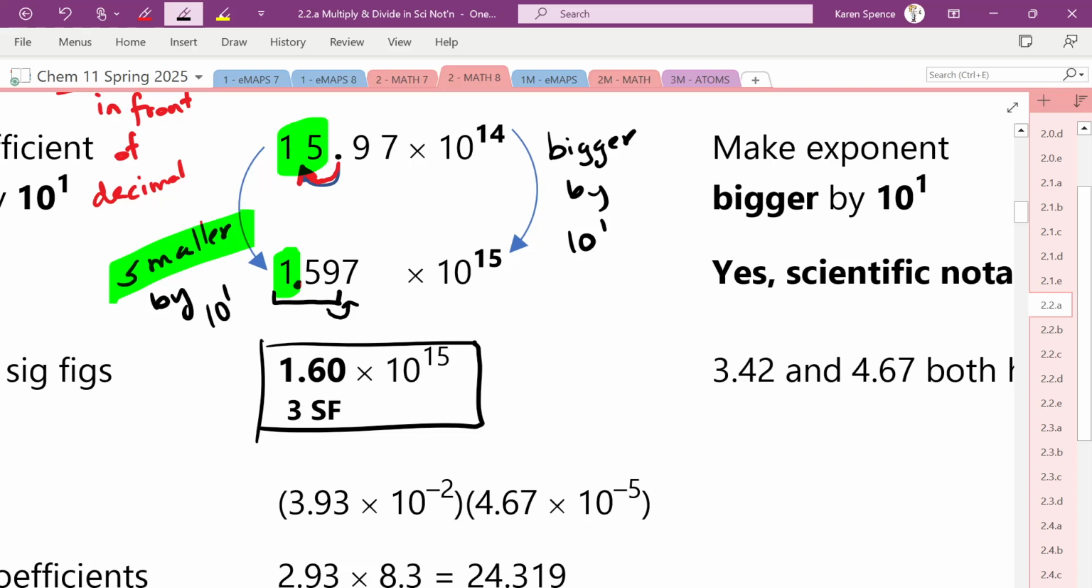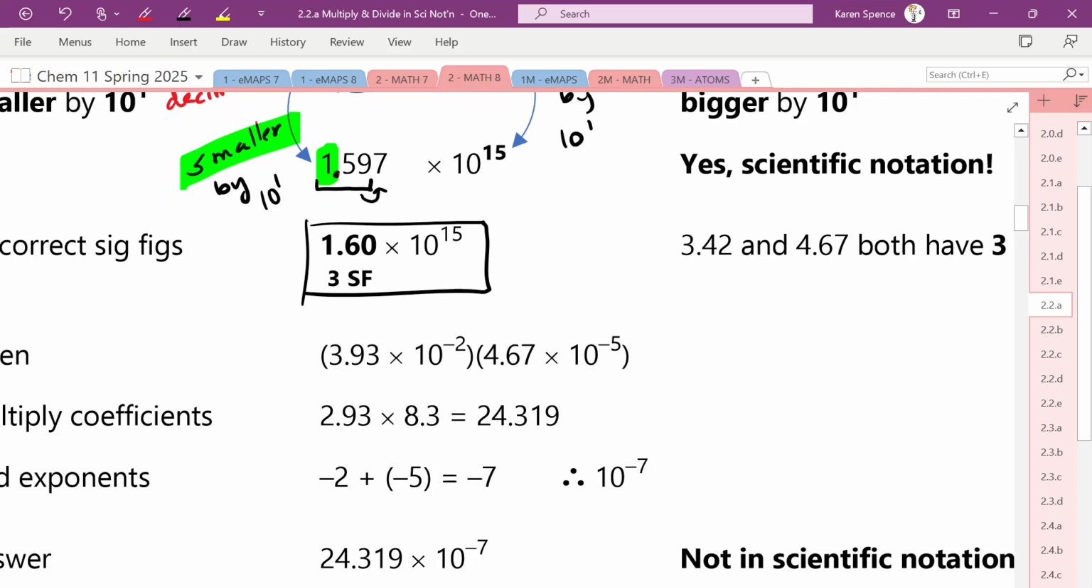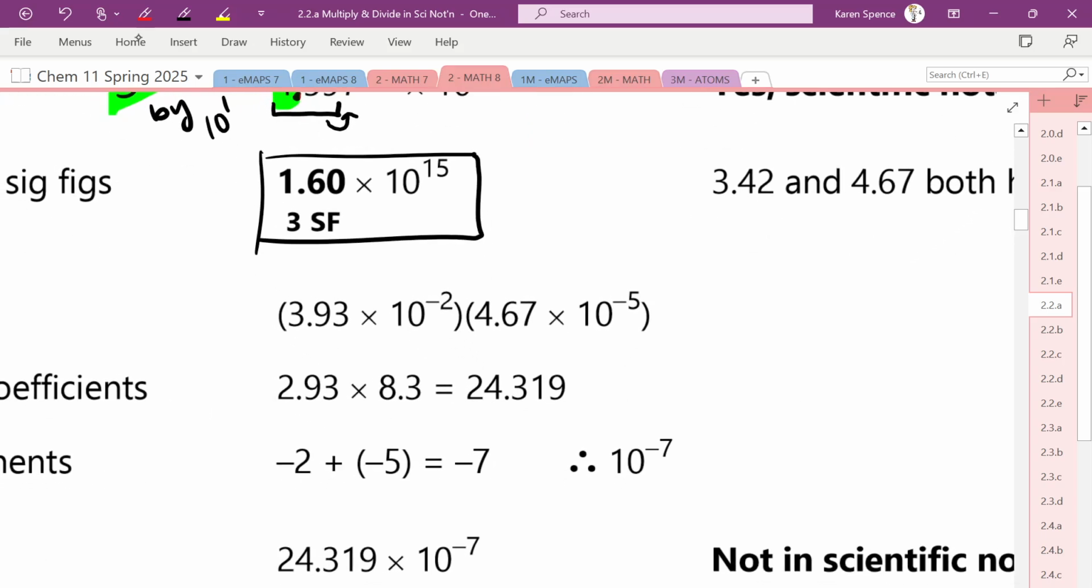Is that good? Okay. I need to fix this one. Our next example should say 2.93. That shouldn't be 3.93, it should be 2.93. And this number is just wrong altogether. This should be 8.3 times 10 to the negative 5.